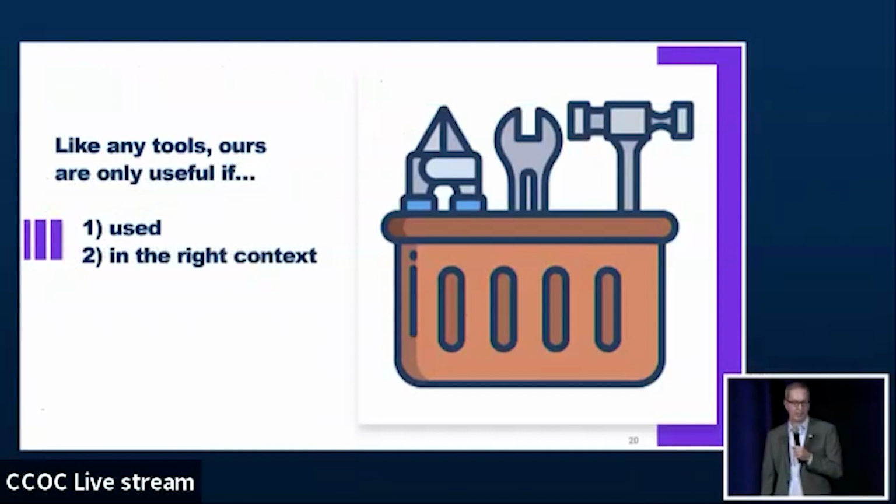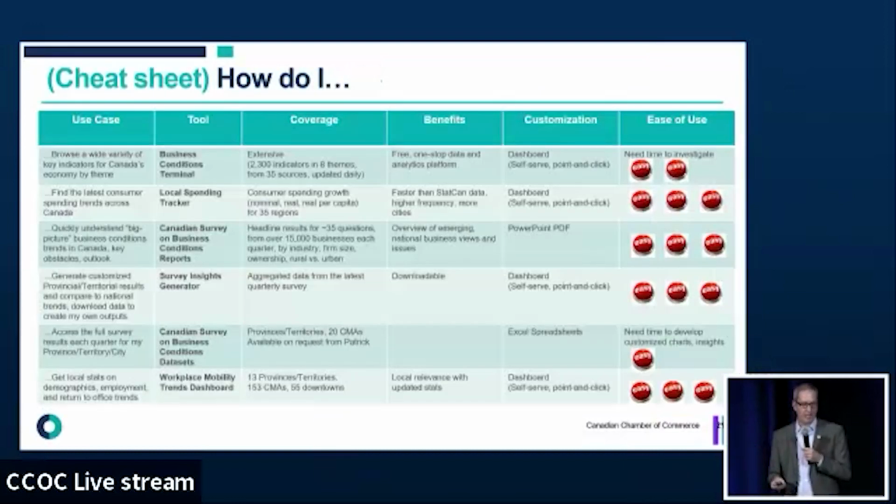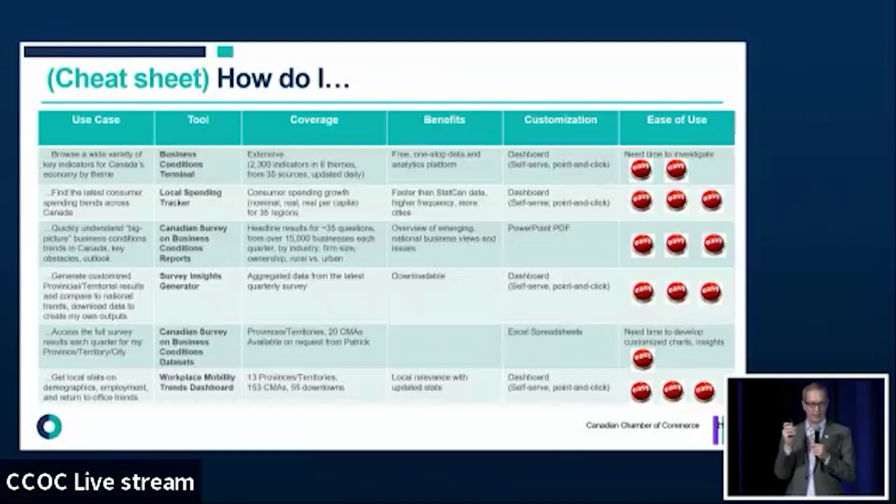And I was reflecting upon this, and I think our tools, we think that they're useful. We're proud of them. But they're only really useful if people use them, and if people use them in the right context to answer the right questions. So I was developing a cheat sheet, which is obviously not good for me to present in a forum like this, but I'm going to put this on our website, and it's going to walk you through on an item-by-item basis. Let's say I want to browse a variety of indicators for Canada's economy. And you're not a BDL person, you don't know what that means. You can look on this thing and realize we have coverage of these indicators. This is the benefit of using this versus something else.